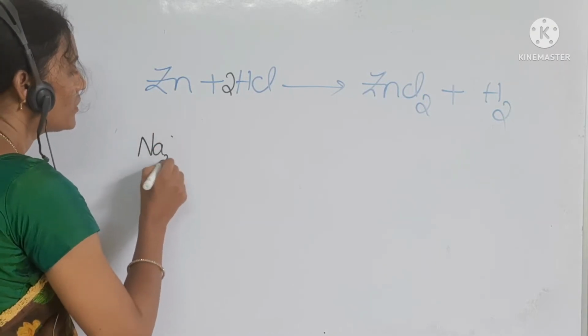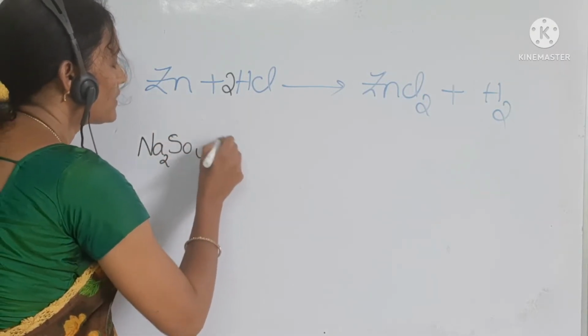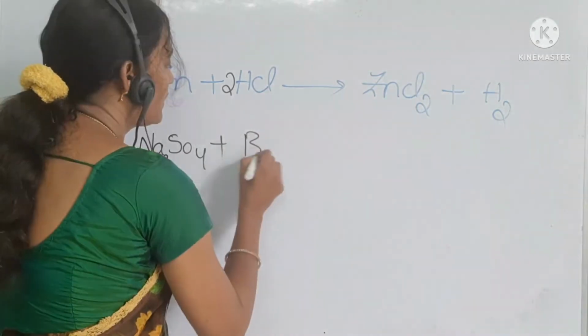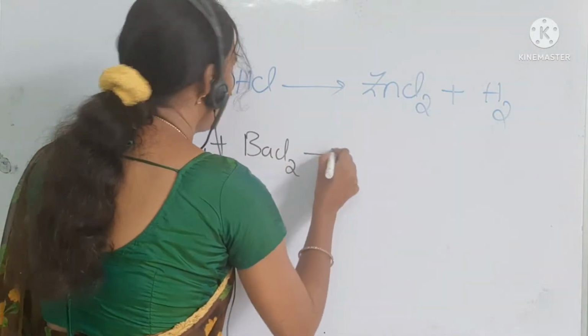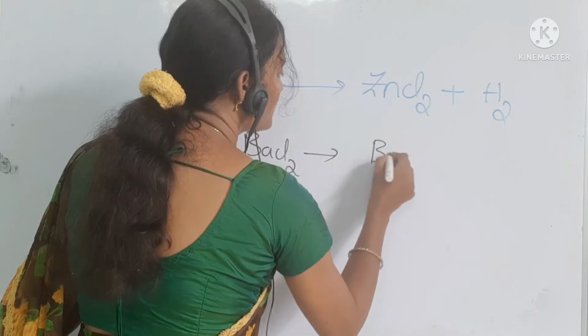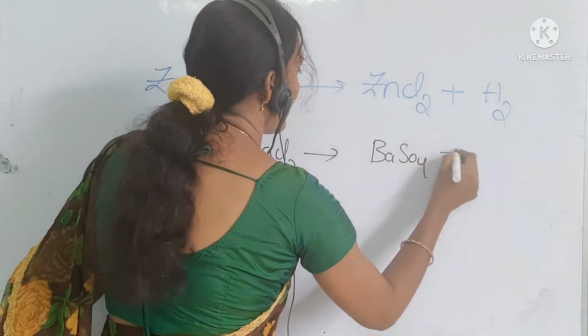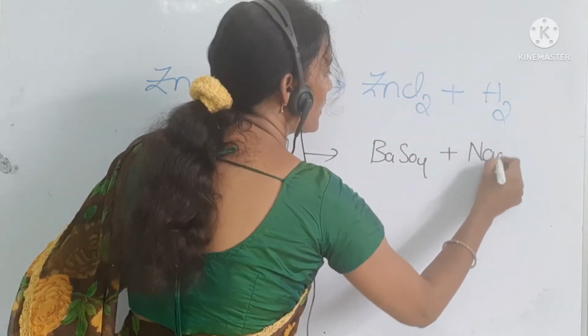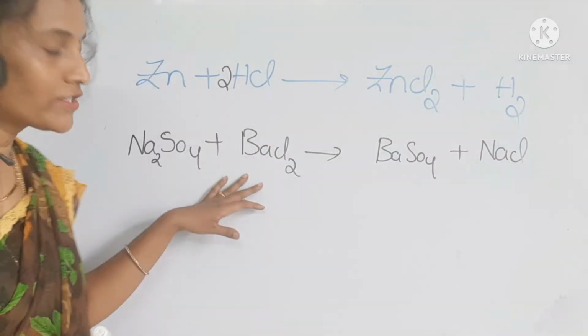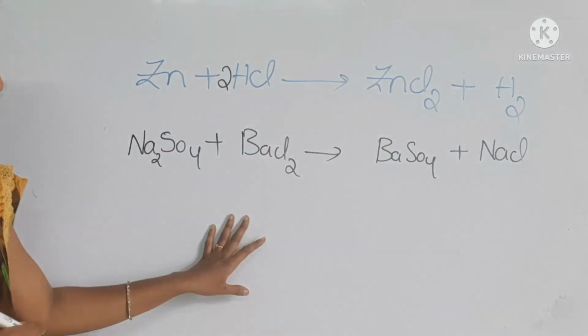Sodium sulfate Na2SO4 reacting with barium chloride BaCl2. It will give you barium sulfate and sodium chloride, students. See, is it balanced or not? It's not a balanced equation.